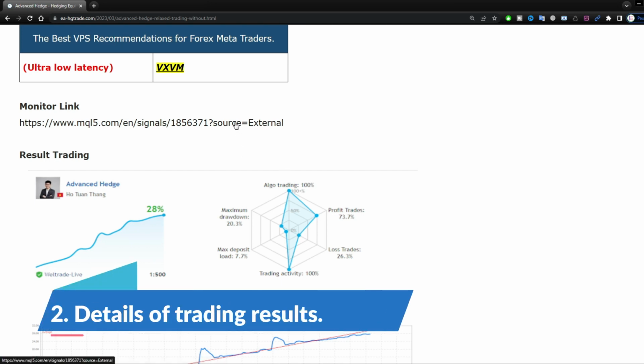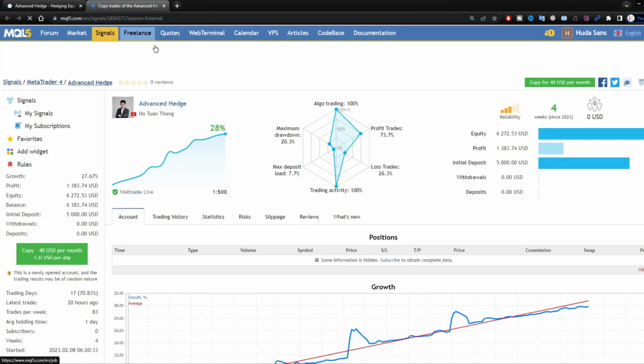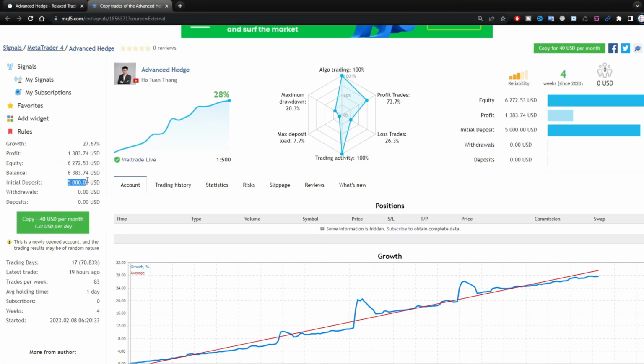2. Details of trading results. This is the result of a trade that has been carried out by an expert advisor and advanced hedge developer. Using a deposit of $5,000 US, and have made a profit of around $1,383 US and 74 cents. The biggest drawdown that occurred was around 20%.